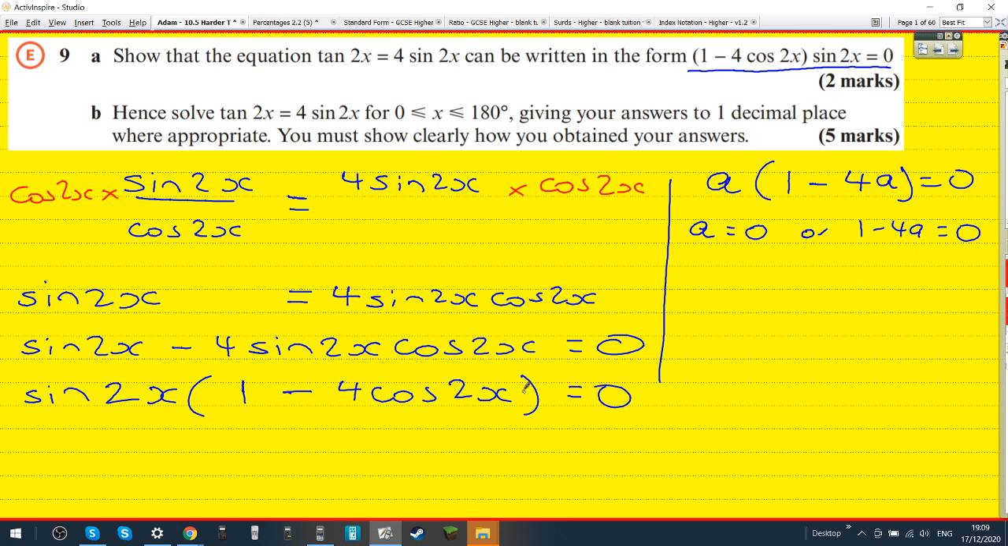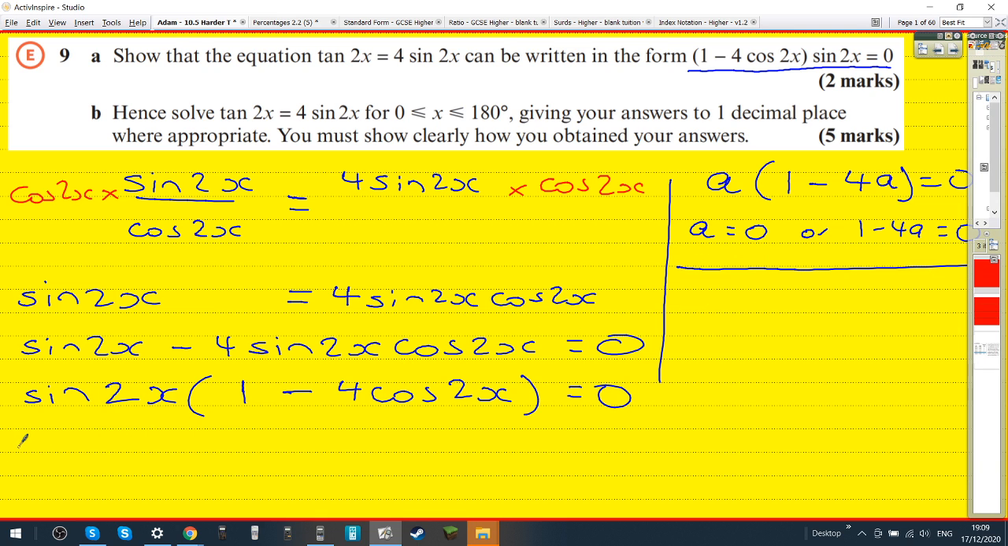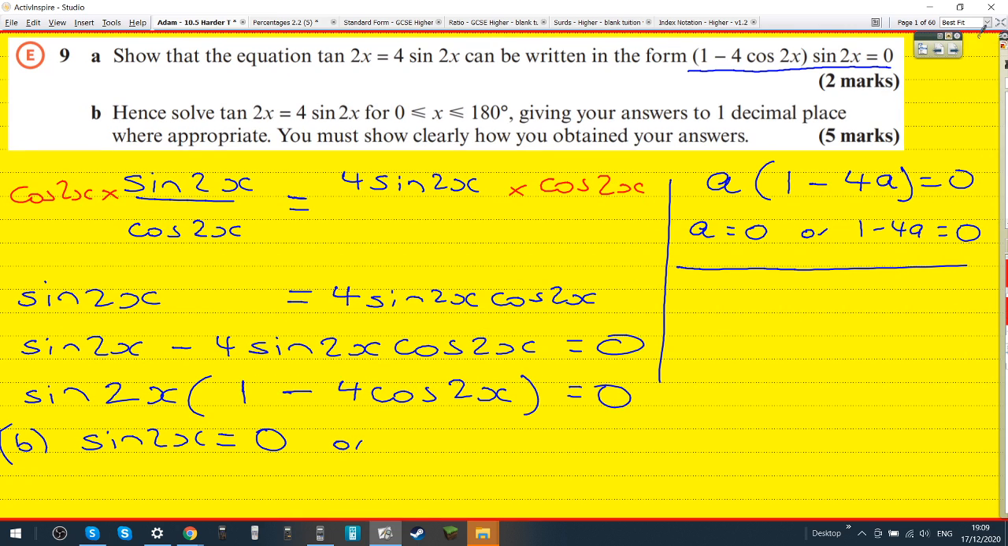Okay. Something similar for this one. So it would be sine 2x equals 0 or 1 minus 4 cos 2x equals 0. Yeah. And then you would solve those.